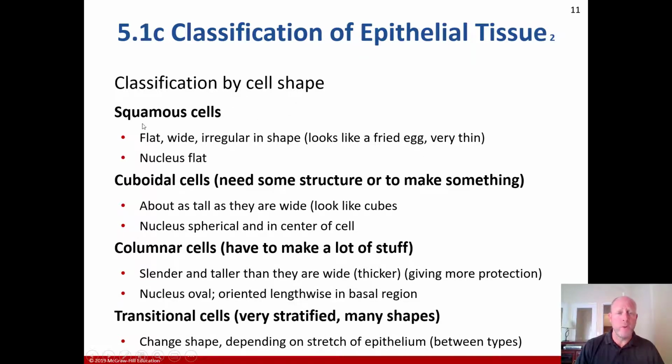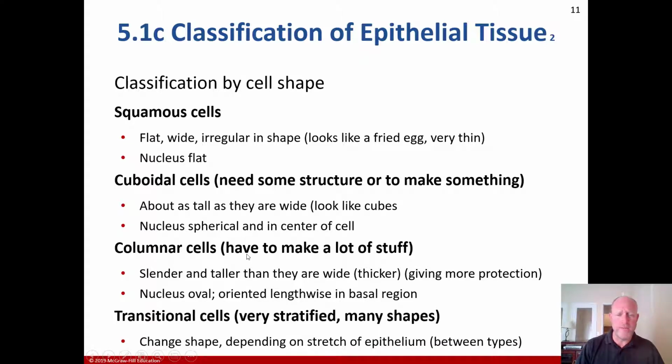Classification by shape, we have the squamous cells. They're flat, they're wide, irregular in shape, looks like a fried egg, very thin. Their nucleus is flat. Cuboidal cells, where you're going to find these cells where you need some structure or your cells need to make something. They're about as tall as they are wide. They look like cubes. The nucleus is spherical and in the center of the cell.